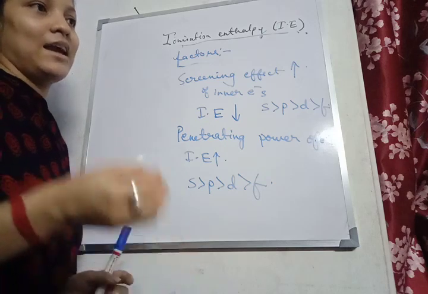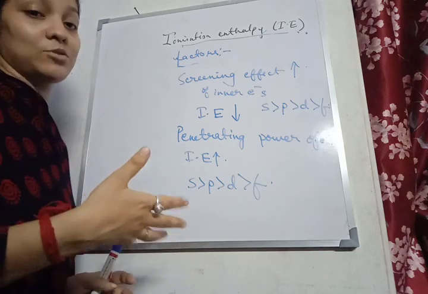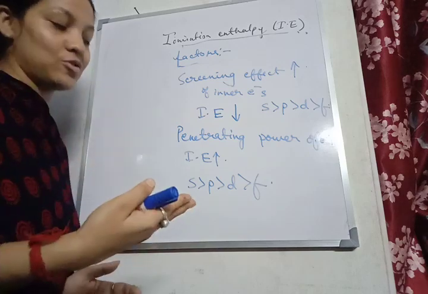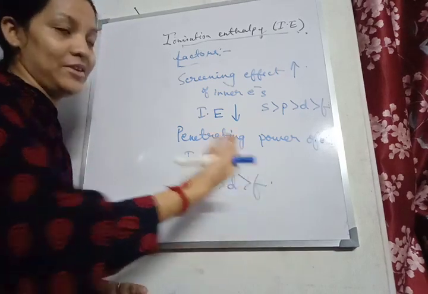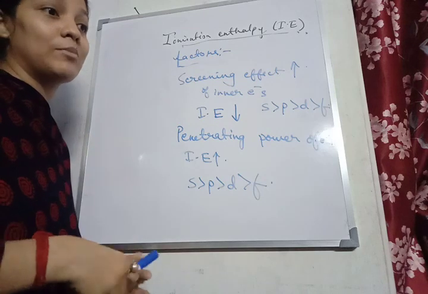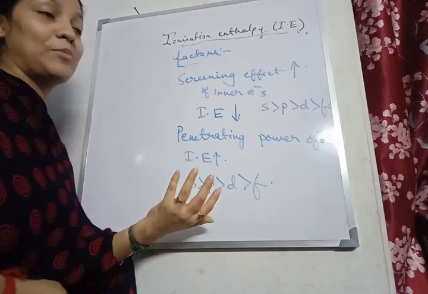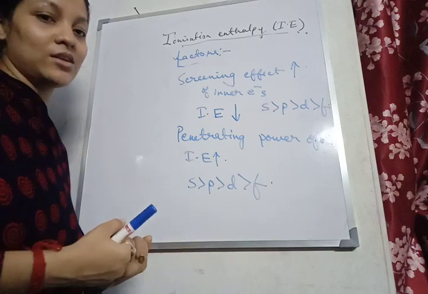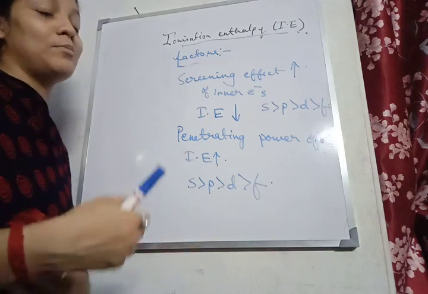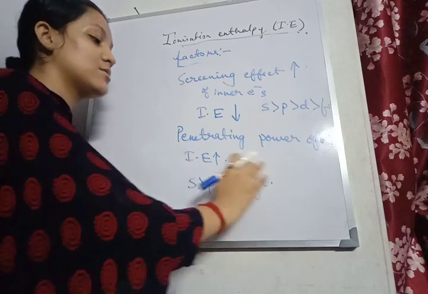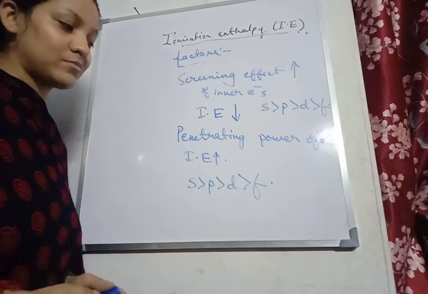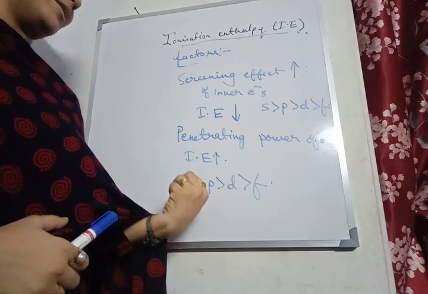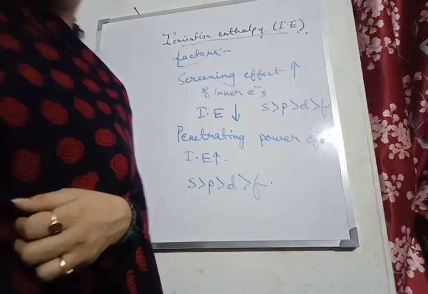As a result, it is difficult to remove them. So more energy is required to remove an S valence electron, then P, then D, then F. It's because of their penetrating power. Their tendency to be present closer to the nucleus is much more, and they'll be strongly attracted. So to remove them, much higher energy is required. So this is the order for penetrating power. It is more difficult to remove an S electron, then P, then D, then F, right?